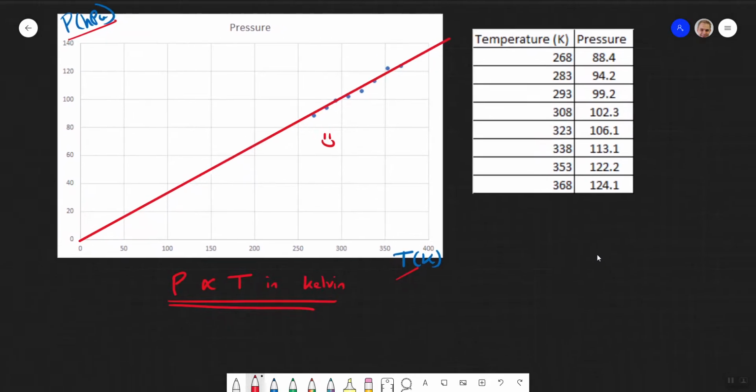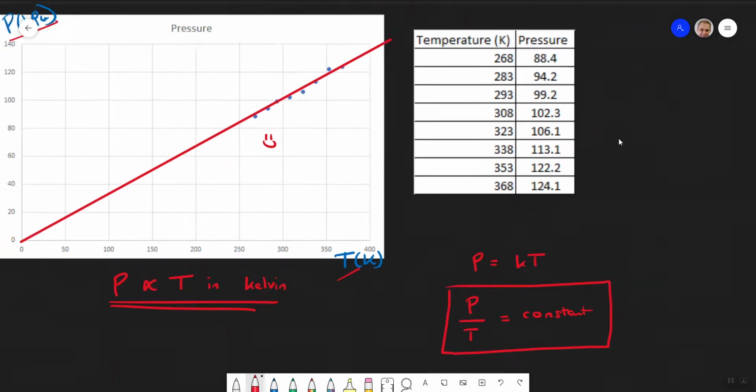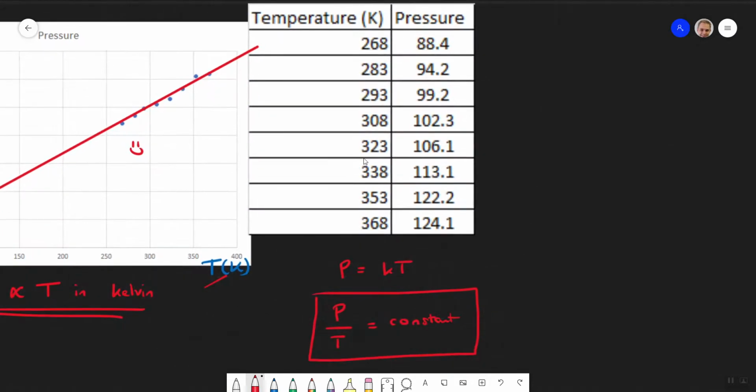Because if we think about what we met last time, with Boyle's law, we could then say, oh, okay, remember that if you've got pressure equal to some constant times the temperature in Kelvin, we should get pressure over temperature always equal to some constant. Should we? Well, let's have a little look at our data and see if that is indeed the case.